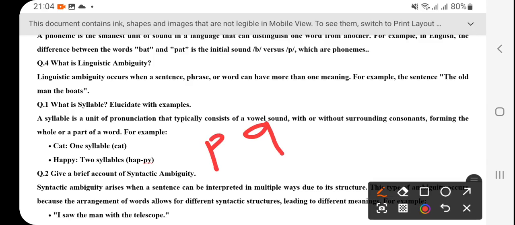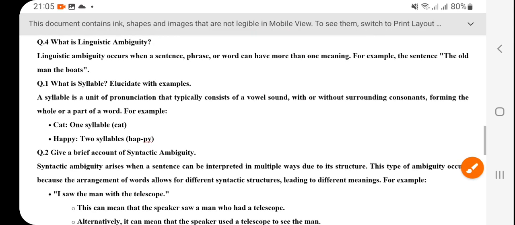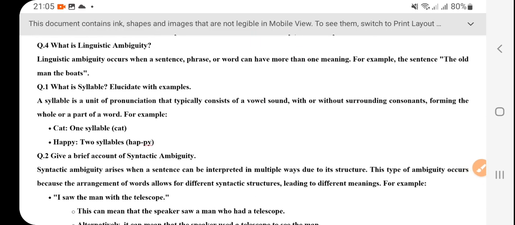B, P, right? B, D. These all are phonemes. Why? Because the sound is different. This is P, this is B, this is D. In this case also, bet and pet, the distinct sound, that is the phoneme, is B and that is P, right? Okay. The next question is, what is linguistic ambiguity?